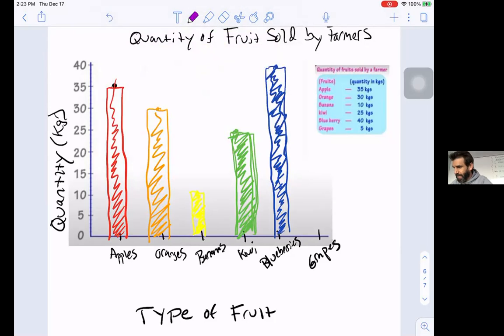Let's get to our grapes here. 5 kilograms of grapes. I go up to 5 over my quantity over to 5. Not too many. My grapes right there. And there it is. So real simple graph right there, conveys some information. We can look at this quickly. Instead of looking at this table, we can look at this quickly and we can identify blueberries as the one that sold the best, grapes that sold the worst, apples sold more than oranges, kiwis sold more than bananas. We can look at this and interpret it really quickly.